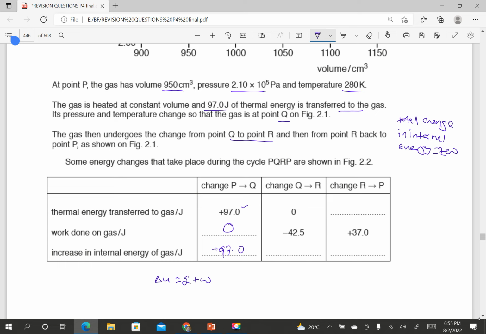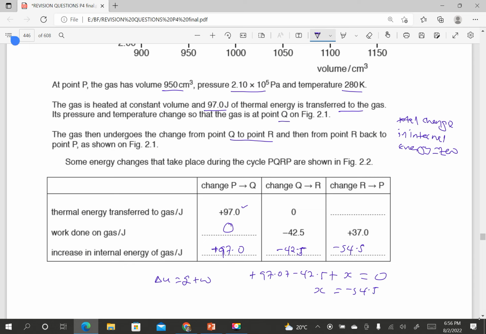Then Q to R, increase in internal energy is still the sum. So we sum up this. This gives us negative 42.5. Then remember the total increase in internal energy should be 0. When I add up the last row, I should get 0. So positive 97.0 plus negative 42.5 plus a value x should give me 0. So what is x? So I find x. This is negative 54.5 joules. X is negative 54.5 joules.